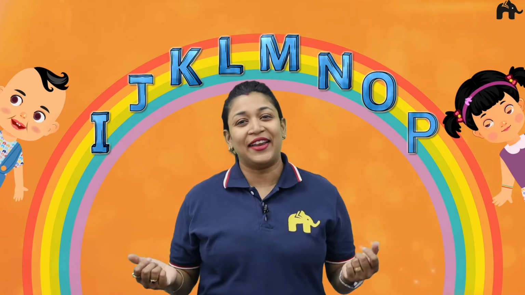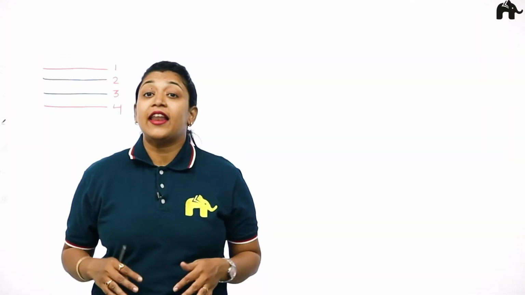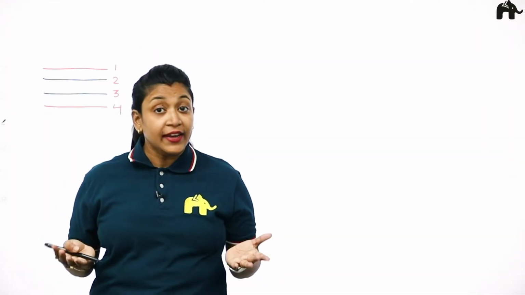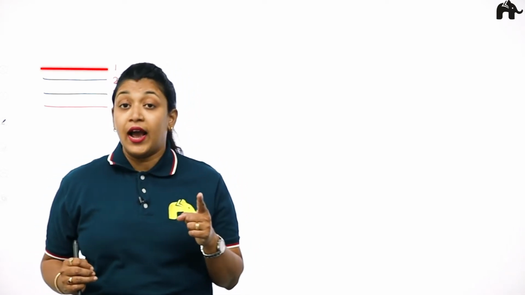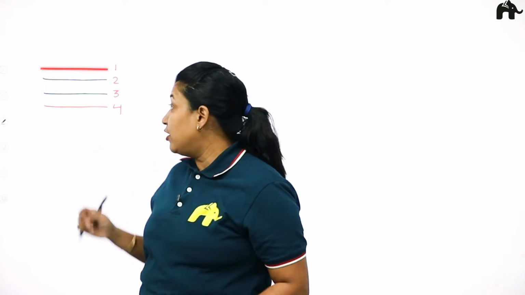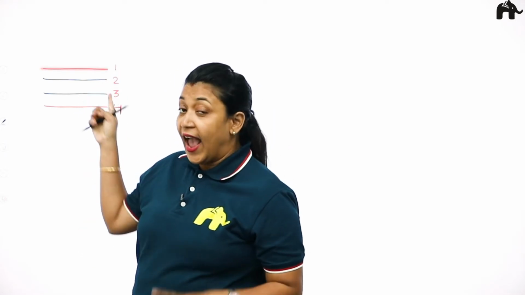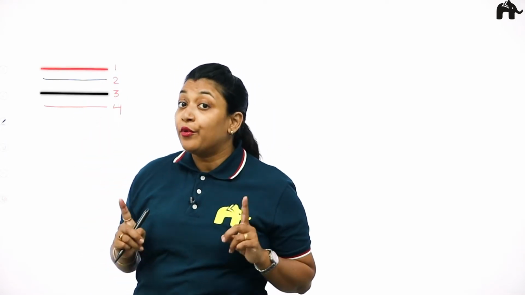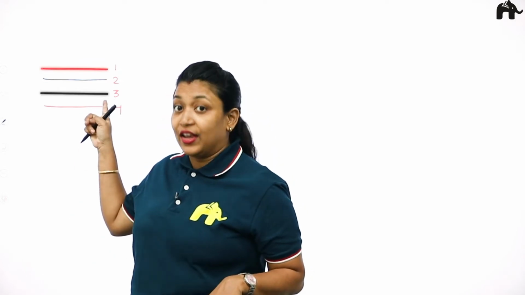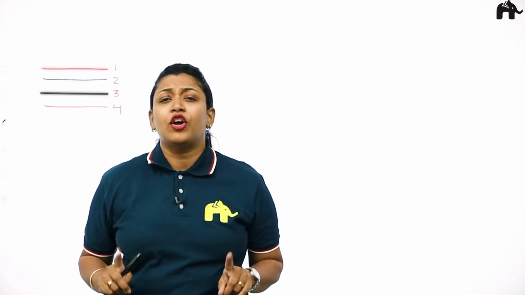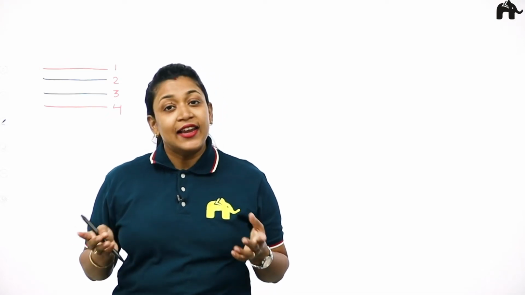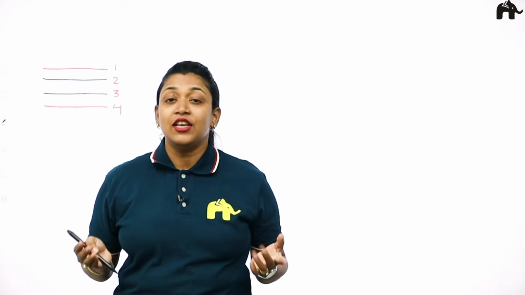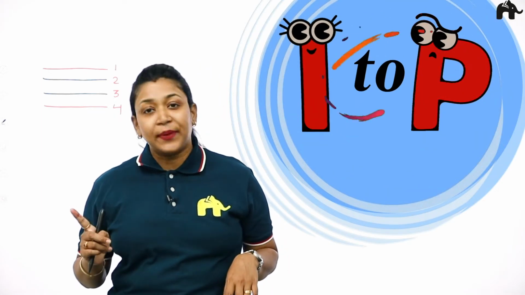So let's begin. As I told you children in our last video, whenever you are writing the alphabets, you have to be very careful about this. You will start from the first red line and you will finish your writing within the third line. Never write on the fourth line, children. So are you ready? Let's write the letters from the alphabet I to the alphabet P.